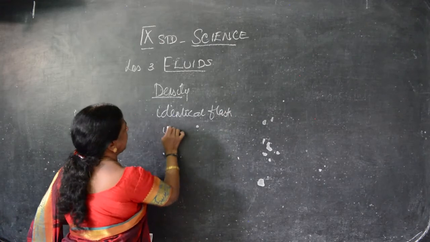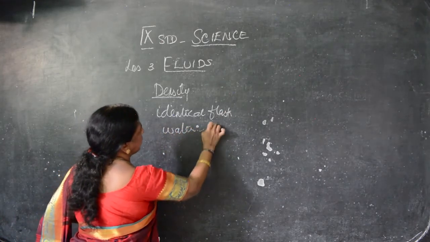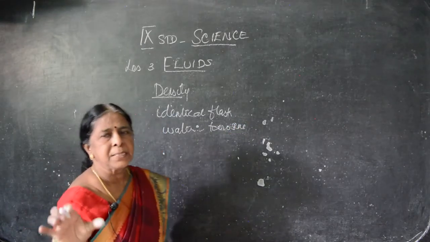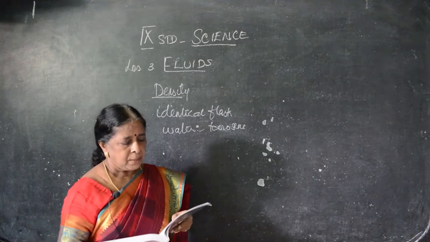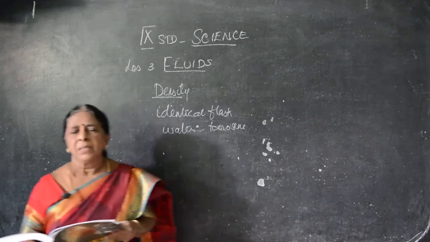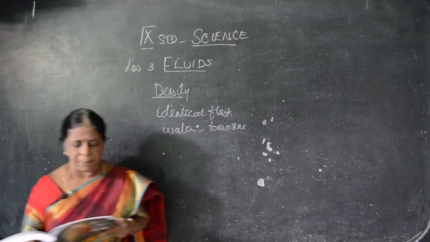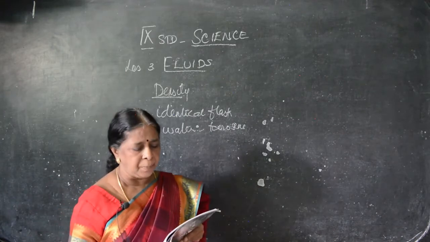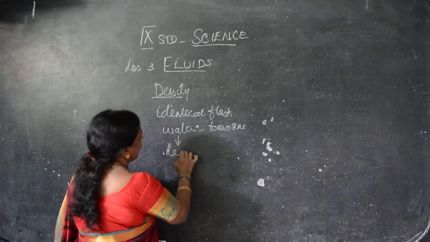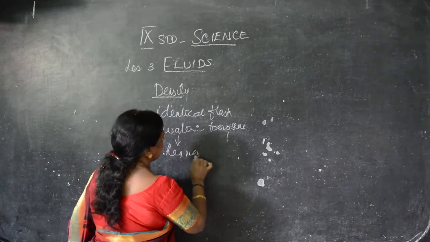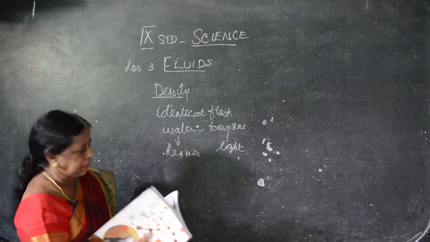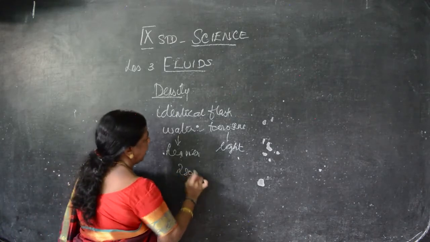What are the two liquids you have taken? One is water, the other is kerosene. Both are taken to the same level, 250 only. The flask filled with water, we keep on the balance. Balance means, in Tamil, tarasu. The flask filled with water will be heavier than the one with kerosene. So which is heavier? Water is heavier. Though both are at the same level, water is heavier and kerosene is lighter.